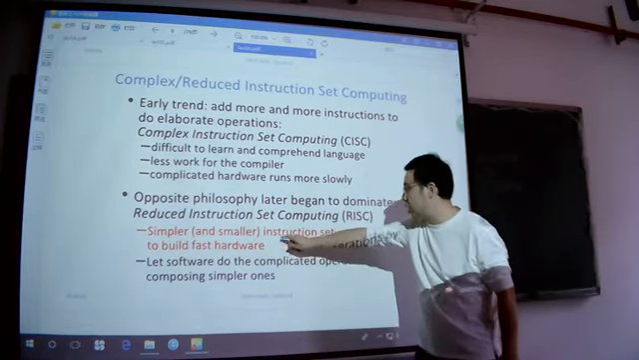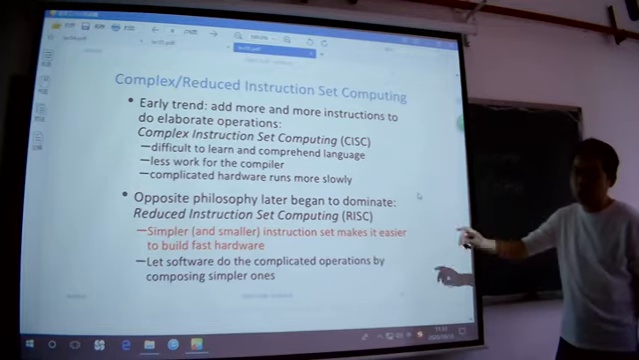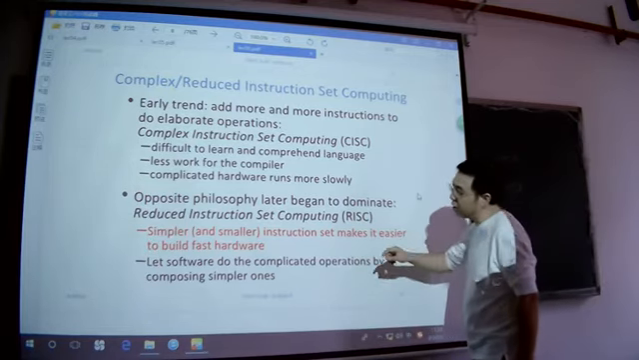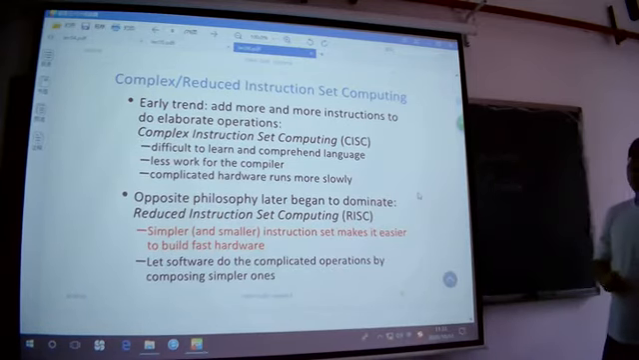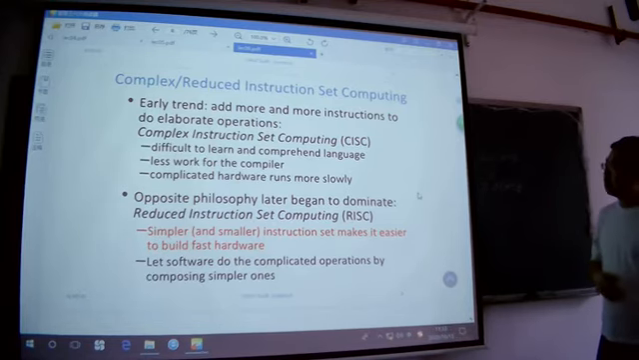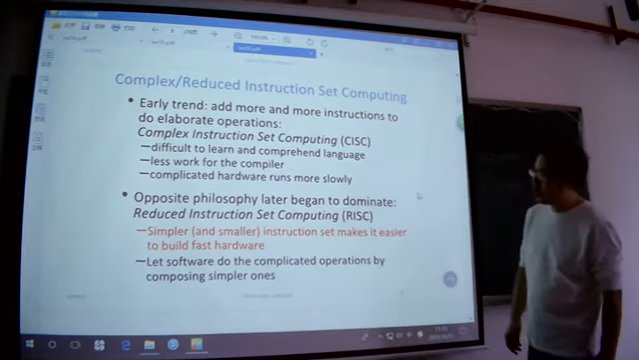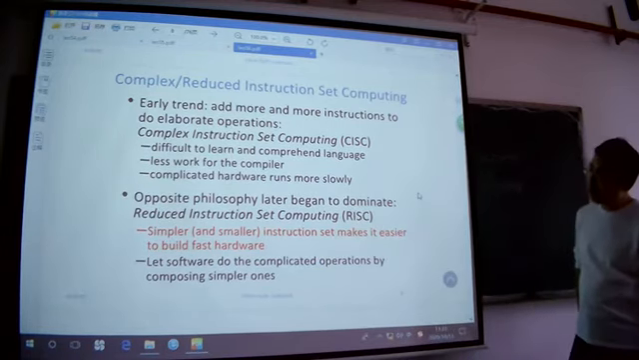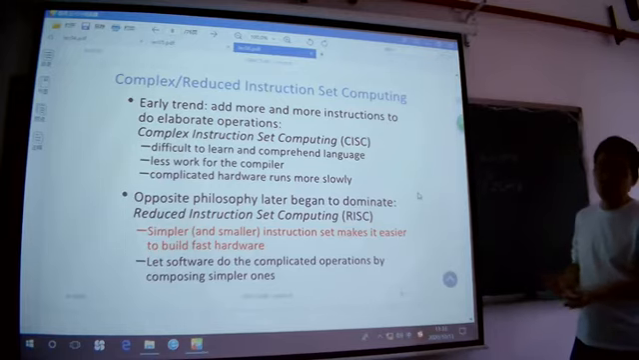A simpler and smaller instruction set can make it easier to build faster hardware. So you can find easier and faster is positive. We find that software does the complicated operations by composing simpler ones. So simple is good. Complex is bad, or isn't good.